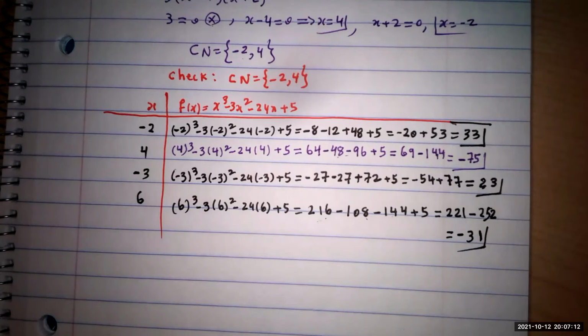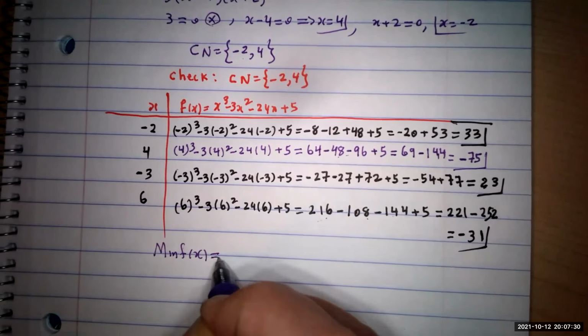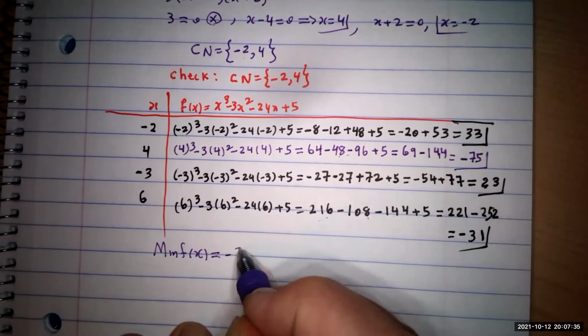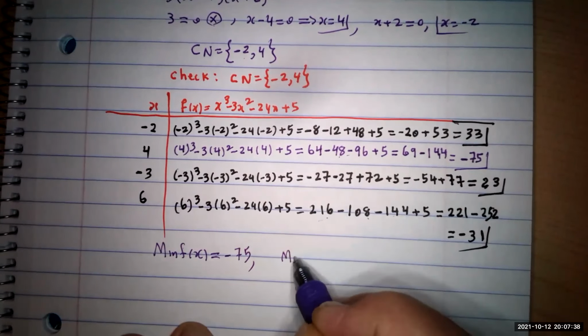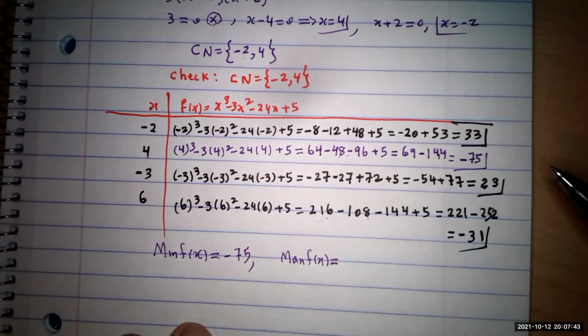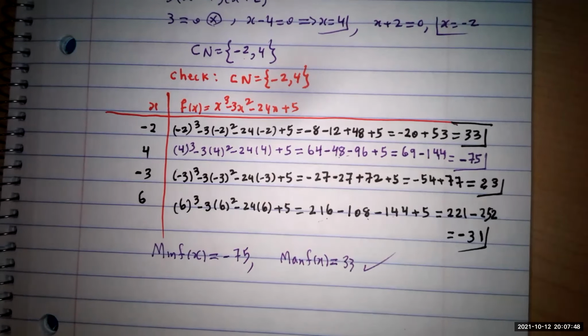Okay, any question? Now we get 4 numbers, compare them together. You have 33, negative 75, 23, and negative 31. What's the minimum? The smallest value? Negative 75. And the maximum? Okay, 33 is going to be the maximum, yes. So that gives you the final answer.